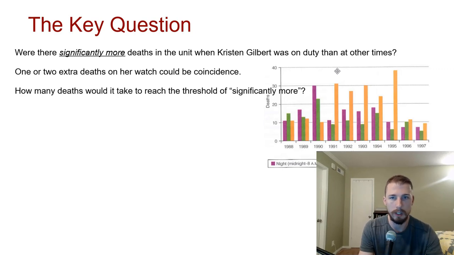So 1 or 2 extra deaths on her watch could have just been a coincidence. So how many extra deaths would it take for you to reach this threshold where it was statistically significant, where we're just throwing out, there's no way that happened by chance? So if we're flipping a coin 10 times, we would expect 5 heads, right? But what if we had 7 heads? Is that unusual? Well, no, that could happen. What if we had 8 heads? Well, that's getting kind of unusual. 9 heads, that's really, really unusual. And if you flipped it and got 10 heads in a row, you should probably go to Vegas. You're either really lucky or really unlucky, and you'll find out pretty quick.